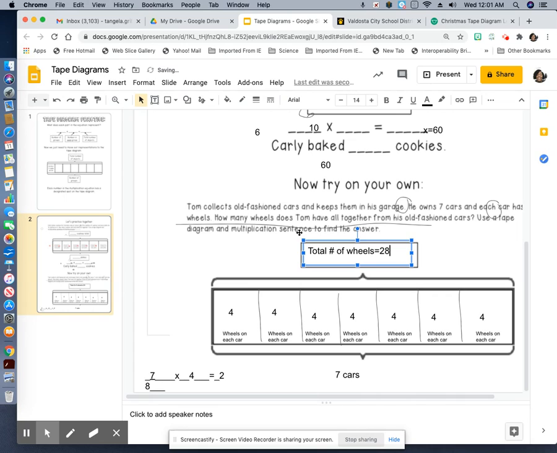So how many wheels does Tom have altogether from his old-fashioned cars? Tom has 28 wheels, and we can type our answer as a sentence right here. Tom has 28 wheels all together, period. And that's how we use the tape diagram.